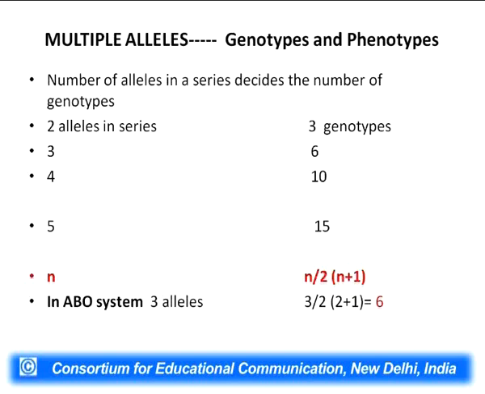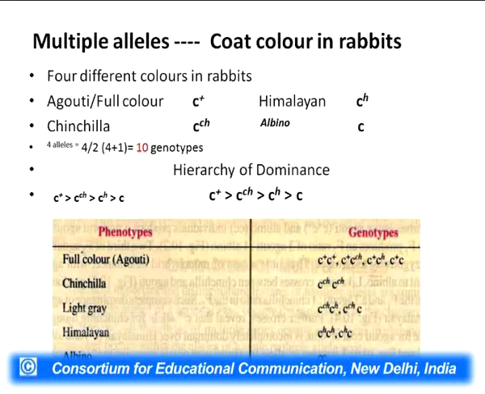The number of alleles in a series is denoted by n, and the formula then becomes n by 2 into n plus 1. So, likewise, for example, in ABO system we have 3 alleles, then the formulation would be 3 by 2 into 3 plus 1, which means 6. So, that means there are 6 genotypes, although we have a person who is of A group, the other one is B group, and O and AB. So, the number of phenotypes would only be 4, but then the number of genotypes would be 6.